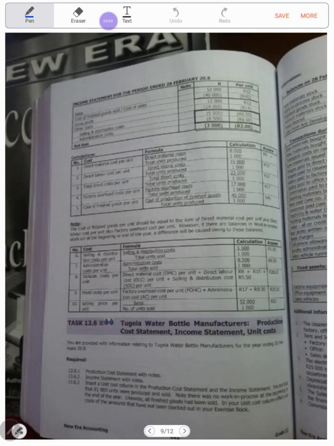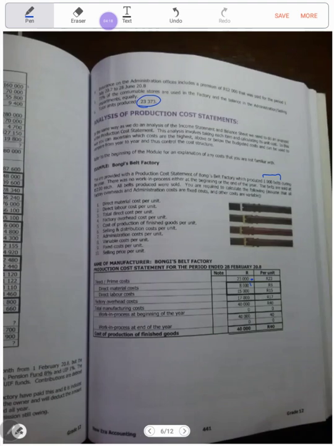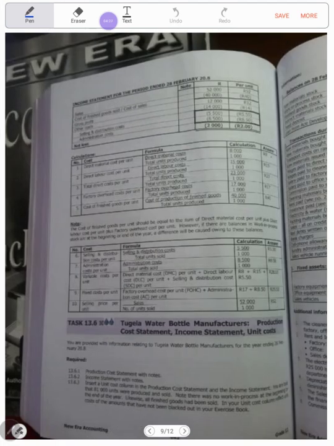And then the cost of the finished goods per unit. Where are you taking this from? You're getting it from the total of your production cost statement, which in this case was the 40,000. Cost of production of finished goods, 40,000 divided by 1,000, and we came to a total of 40 Rand.